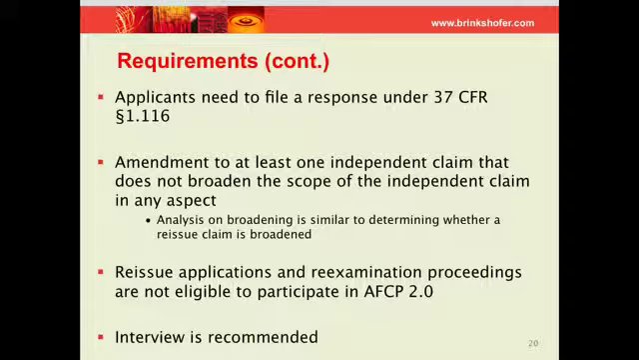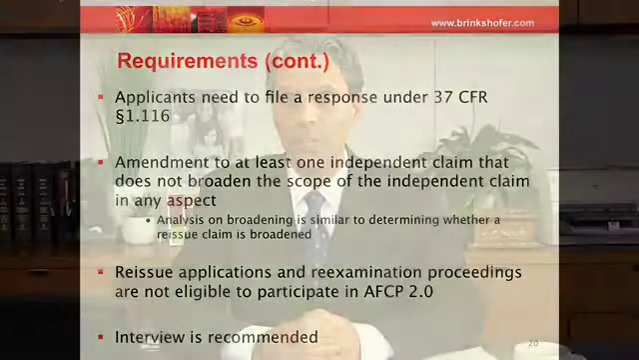Another requirement is that the amendment to at least one independent claim does not broaden the scope of that independent claim in any aspect. This is very important. You cannot broaden the claim. And the standard under which to determine whether a claim has been broadened is the same standard as when you examine whether a reissue claim has been broadened.